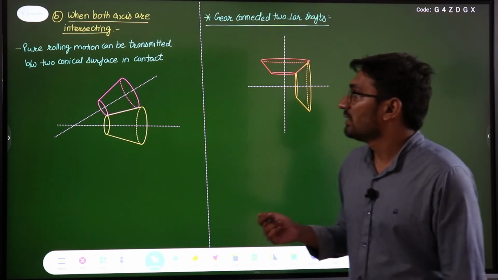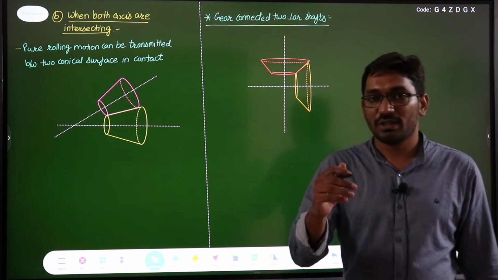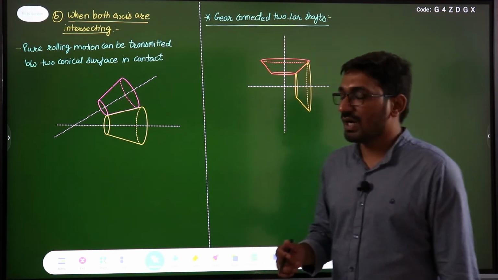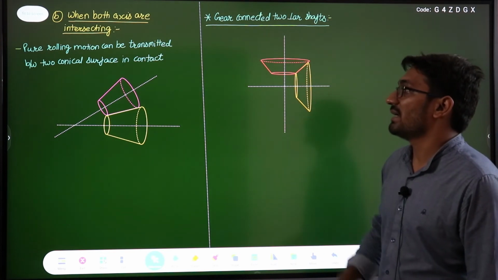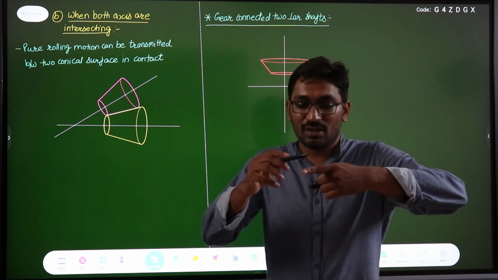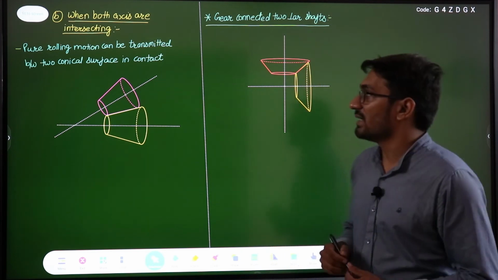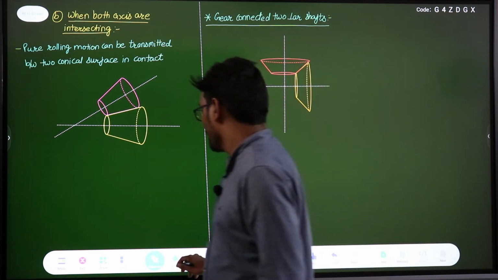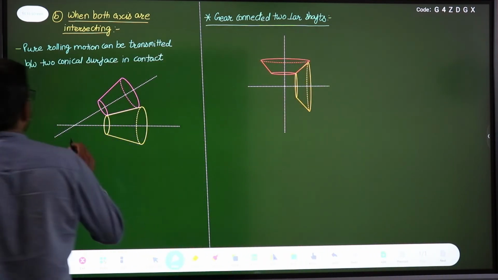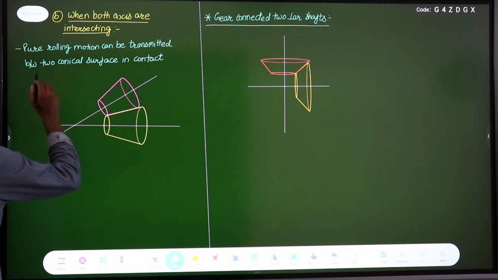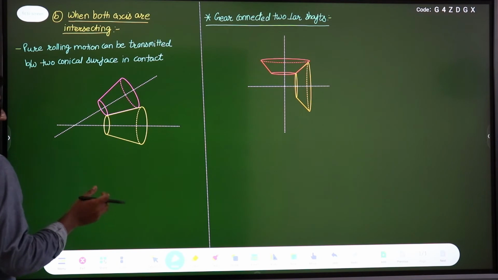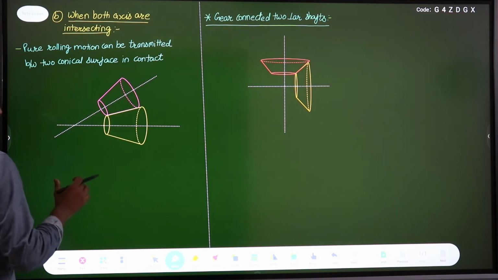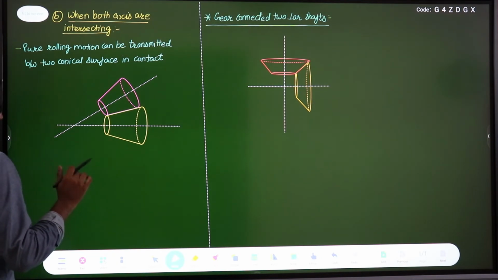Now the second type in the classification of gears based on the axis of shaft is when both the axes of the shaft are intersecting, right? Like this. When both of the axes of the shaft are intersecting, we can say that the pure rolling motion can be transmitted between two conical surfaces in contact, right? If I put two conical surfaces in contact, then the pure rolling motion can be achieved.